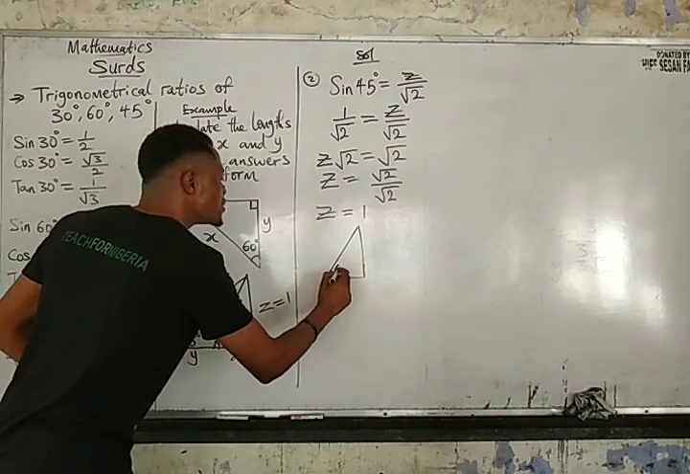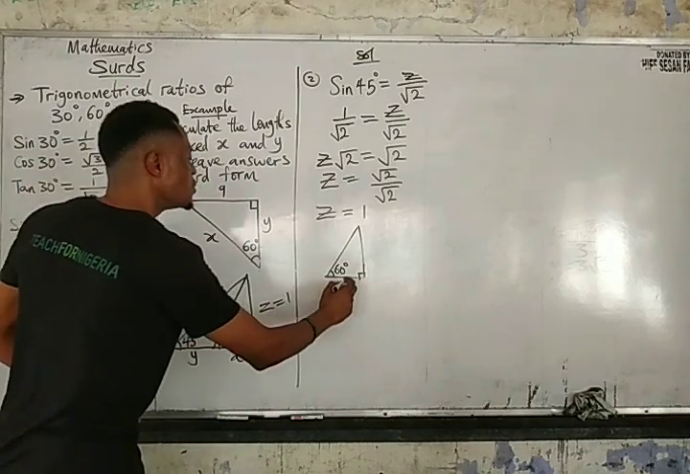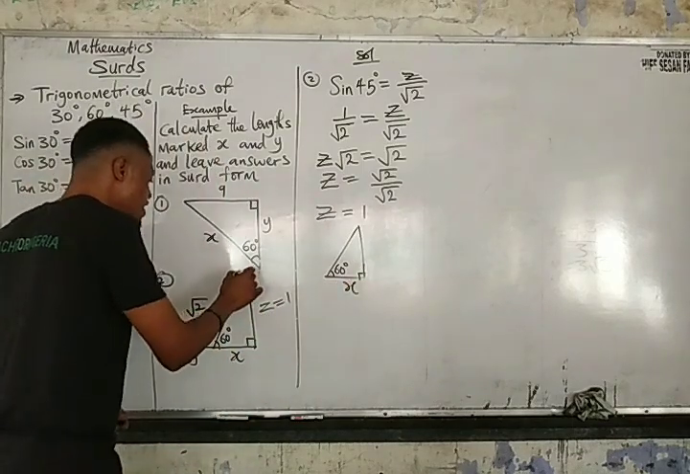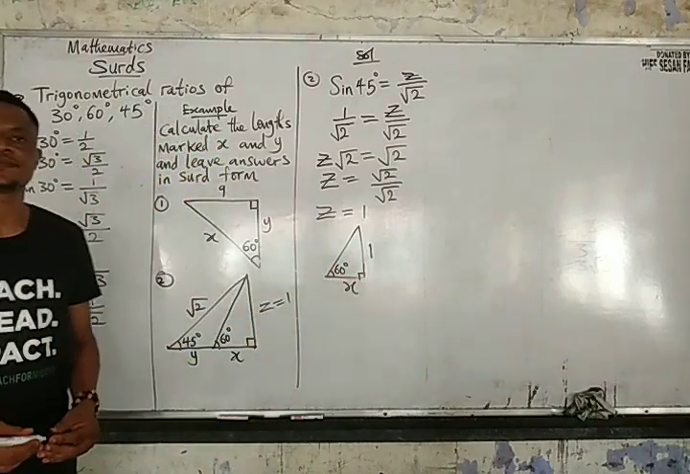We have an angle of 60 degrees, a right angle triangle. We have x, but from here to here, we should call z, is given as 1.